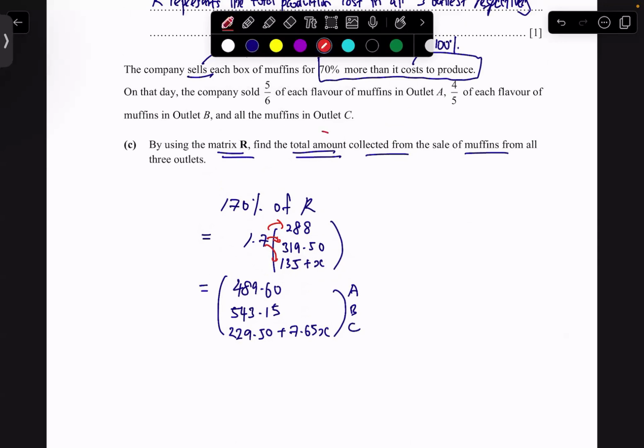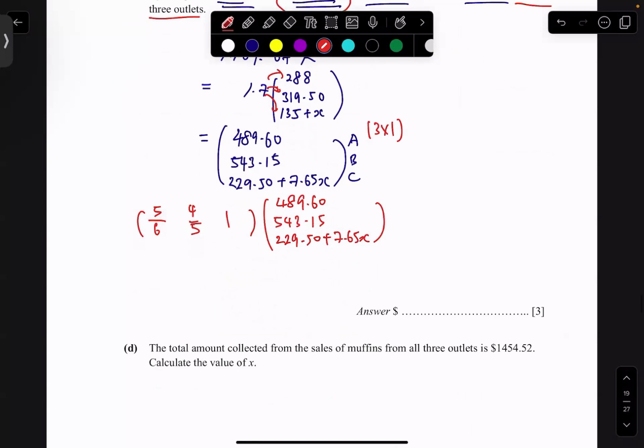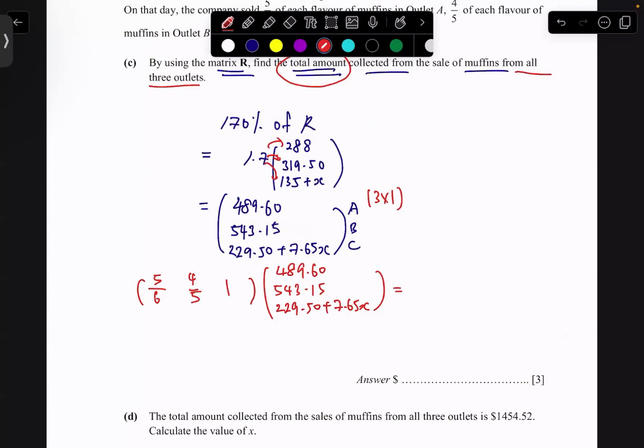Now the question wants the total amount of all 3 outlets, meaning I want a 1 by 1 matrix. Right now, this is a 3 by 1 matrix. To end up with a 1 by 1 matrix, I need to multiply by a 1 by 3 matrix. The 1 by 3 matrix can only look this way: 5/6, 4/5, and 1. Multiply by 489.6, 543.15, 229.5 plus 7.65x. So the answer will be equal to 5/6 times 489.6 and so on, giving 1072.4 plus 7.65x. The total amount collected from the sales is this.